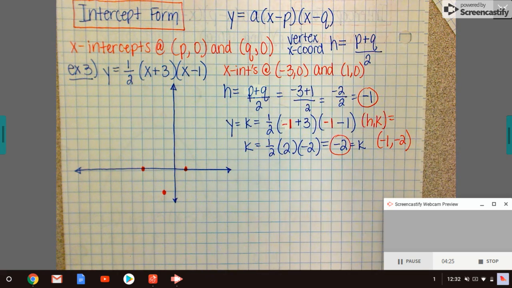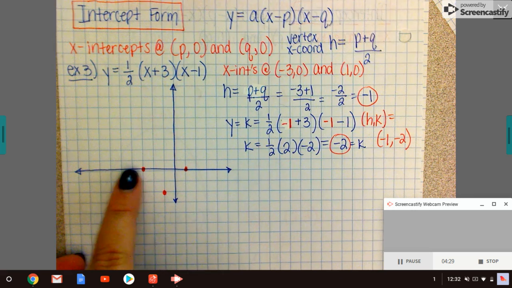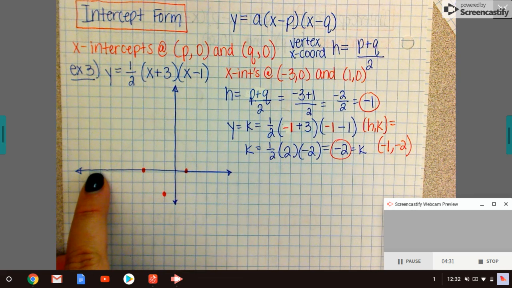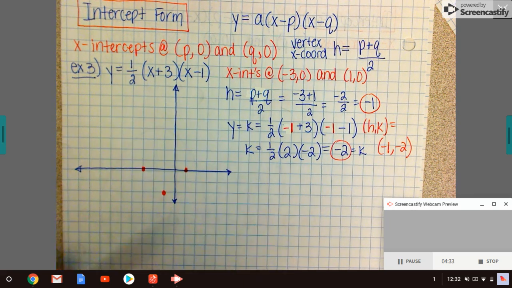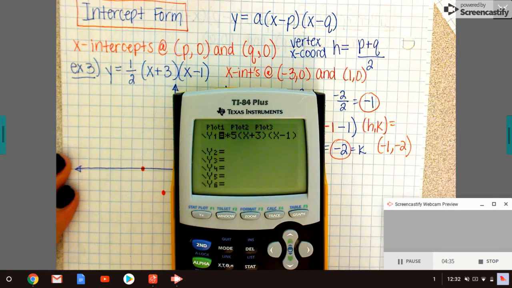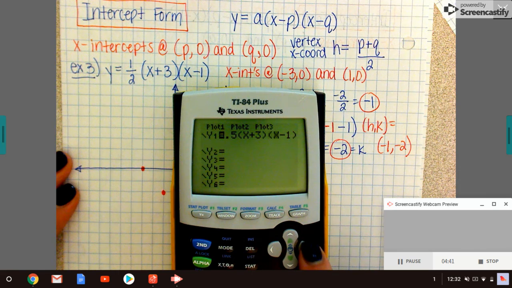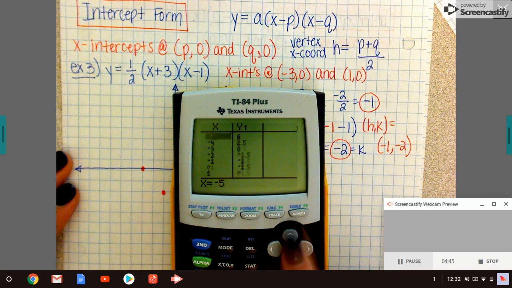but it's nice to plug in a couple more points to make it more exact. So you could pick another point to the left here of your x-intercept and to the right of it. The quick way to do that is to plug it into your table. So if we do that, let me fix my graph here. If we type that into our y equals, and we go to the table function again, we'll get a bunch of values.